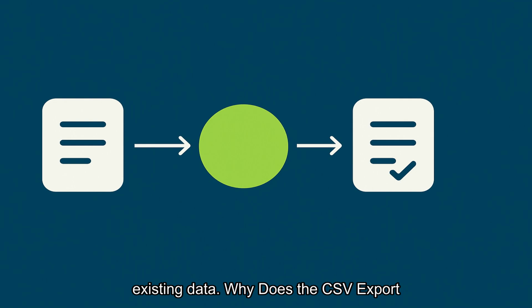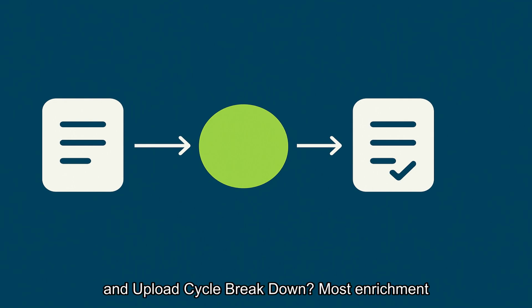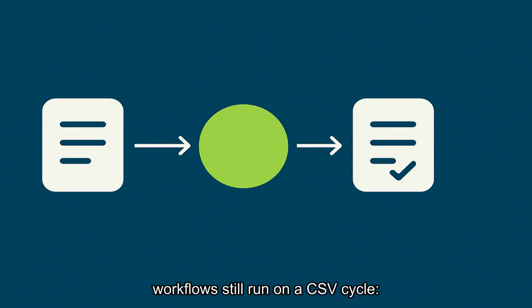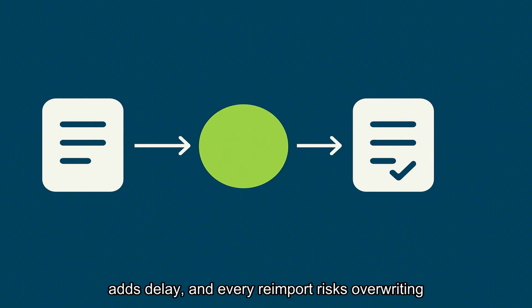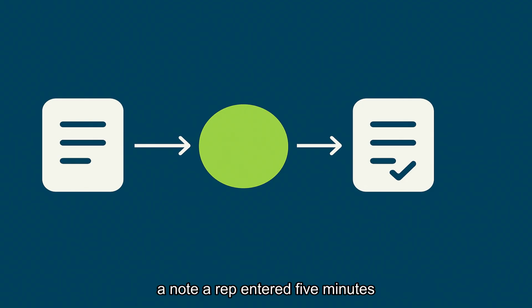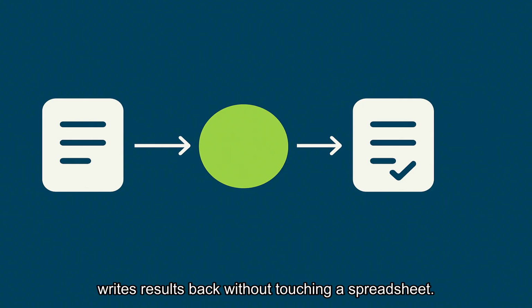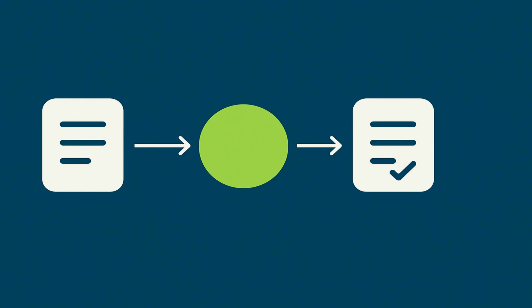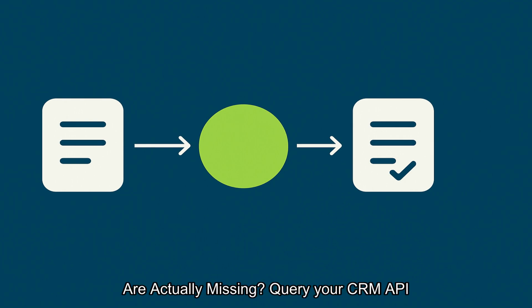Why does the CSV export and upload cycle break down? Most enrichment workflows still run on a CSV cycle. Export contacts, upload them to a separate tool, wait for the return file, then reimport it into your CRM. Every hop adds delay, and every reimport risks overwriting a note a rep entered 5 minutes ago. Claude Code skips that cycle. It reads your CRM records directly, calls an enrichment API in the same session, and writes results back without touching a spreadsheet.